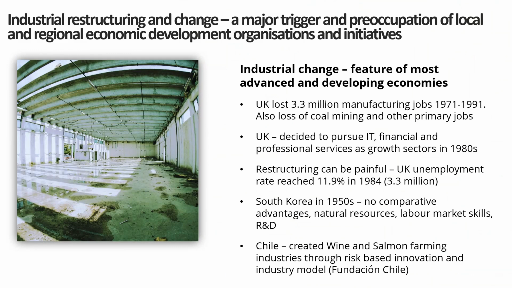For example, UK unemployment reached 11.9% by 1984, and this was distributed unevenly in terms of how much localities were impacted. We also see countries such as South Korea becoming major leaders in terms of industries such as automotive and technology, and they've come from nowhere. They had no comparative advantages or natural resources or particular skills in the 1950s.